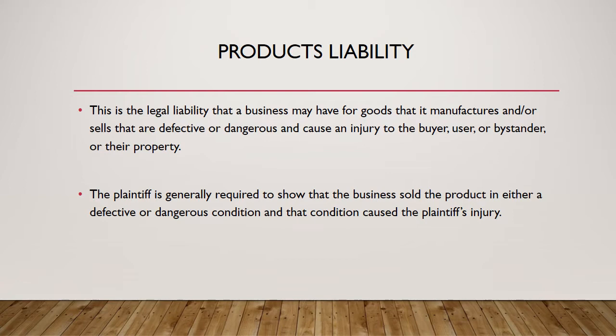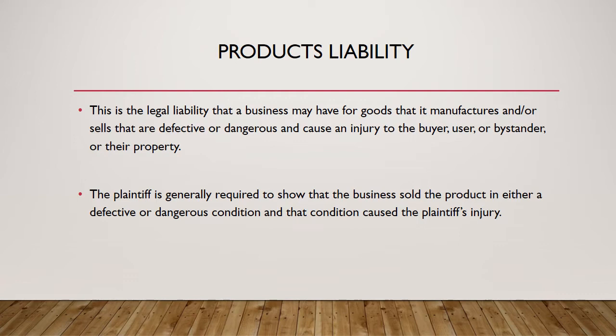When we say products liability, we're referring to the legal liability that a business may have for goods that it either manufactures or sells, provided that those goods are either defective or dangerous and they cause harm or injury to either the buyer, the user of the product, or perhaps an innocent bystander. It could also cause damage to property. So products liability is the broad term given to cover harm that occurs through products that are sold that are either dangerous or defective.